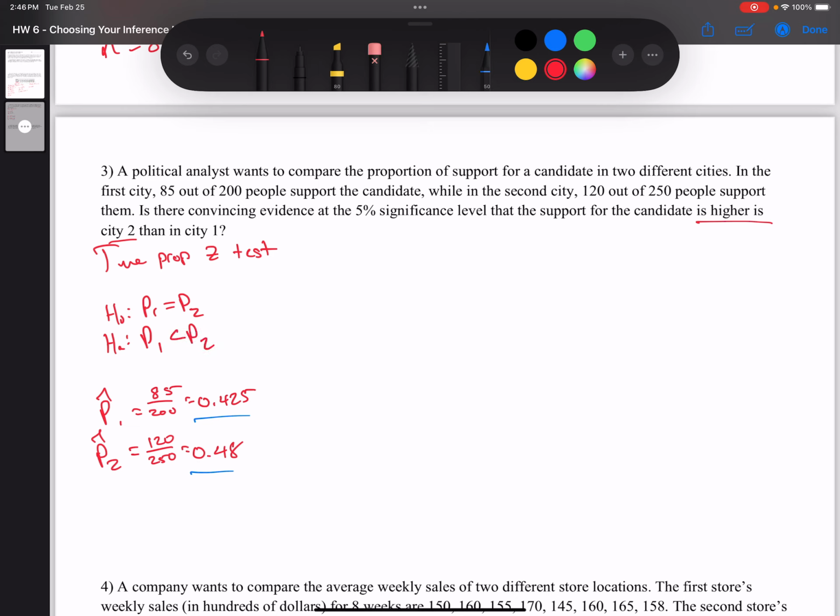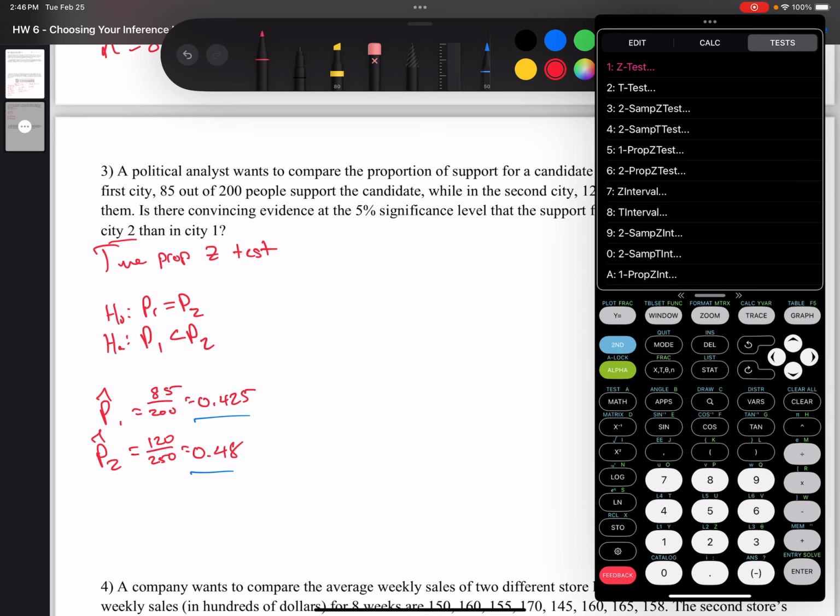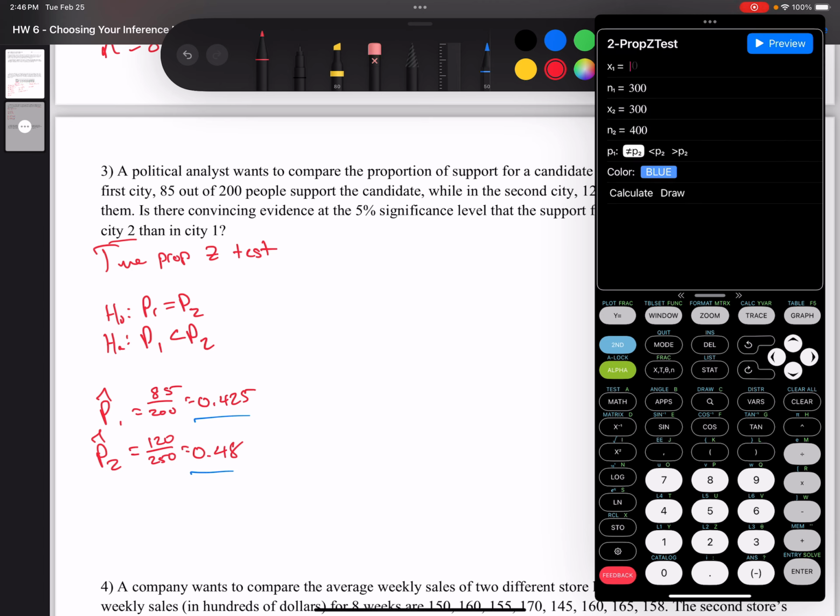Okay. All right. And then now we're going to run to our calculator. Okay, so let's see, stat, we're going to go to test. This is a 2 proportion z test. Okay, I'm going to fill in the numbers here. So X1, that is number of successes for City 1, that's 85. N1 is how many from City 1, was 200. X2 was successes for City 2, was 120. N2 is how many people from City 2, that's 250. And then we're looking at P1 being less than P2.